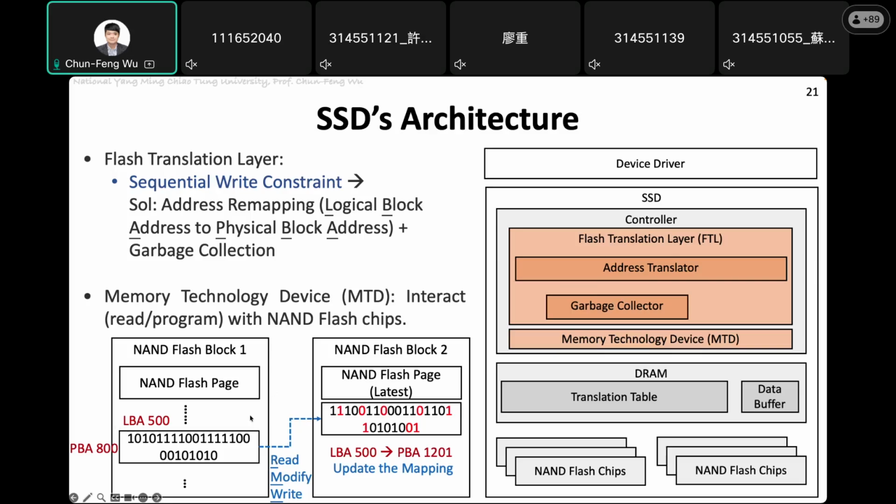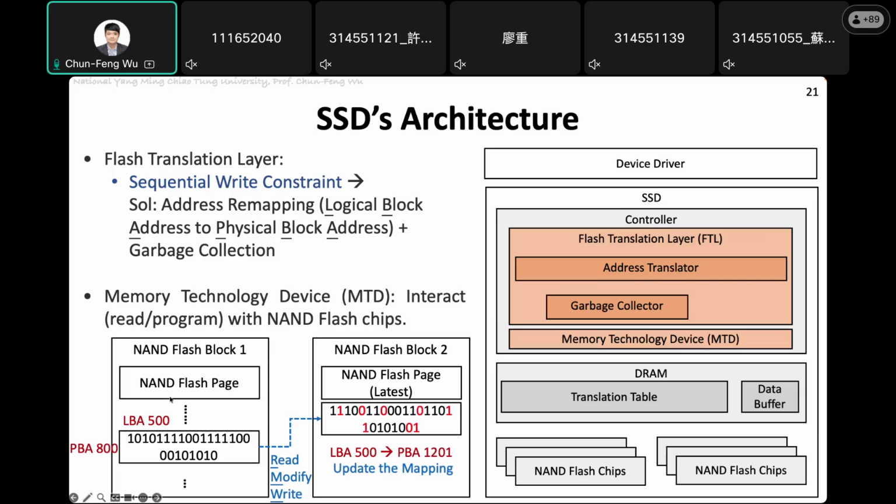Because we have to follow the sequential write constraint, we need to change the physical block address. So if the user writes the data twice, three times, maybe four times, the next time the user reads out LBA 500, the SSD can return the correct page to the user. And the user doesn't really know that the physical block address changes, because the user can only know the logical block address.